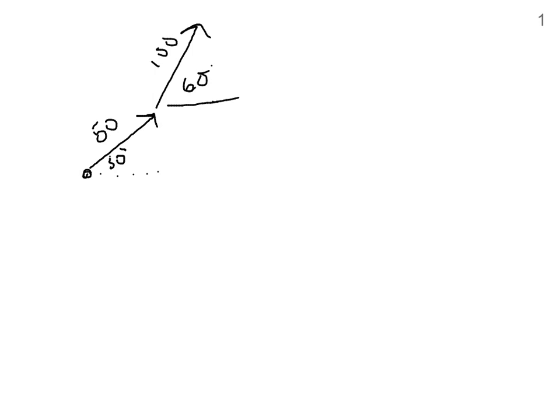What I can do is break them into their components, add their components together, and then work from there. So here's what I'm going to do. This 50-newton vector has an x component and has a y component. This 100-newton vector also has an x component and has a y component. I'll do the x's first.